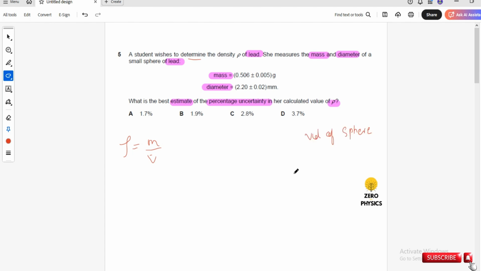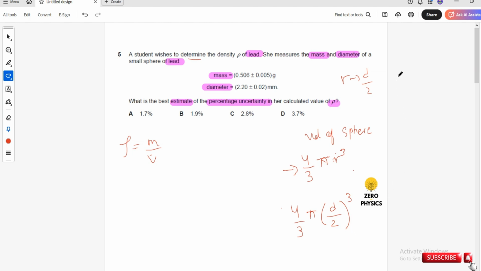So, what is the volume of a sphere? Volume of a sphere is 4 over 3 π r cubed, right? This is the formula for a sphere. So let me derive it. Since we are given the diameter, can we write the radius as diameter upon 2, right? So this is 4 over 3 π times (d upon 2) to the power of 3.